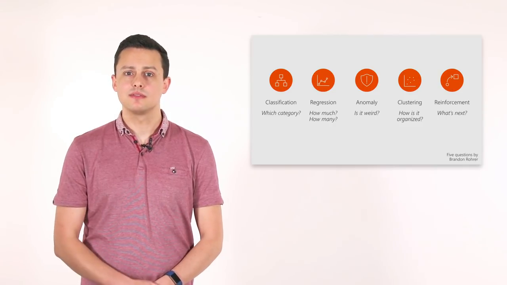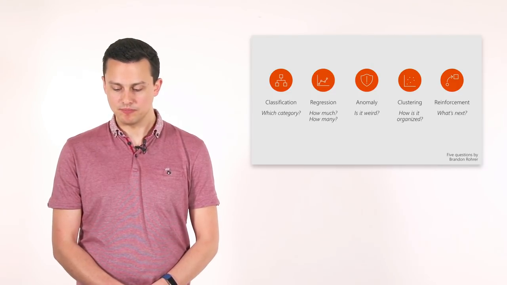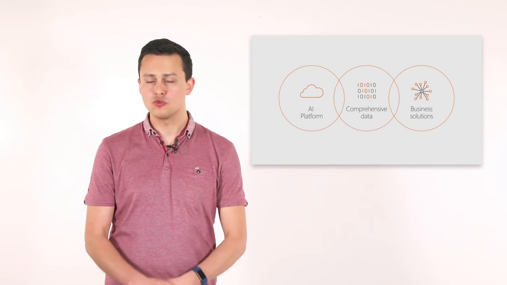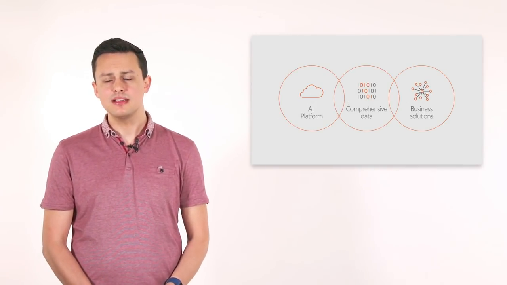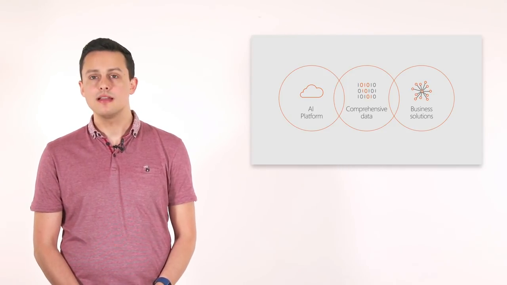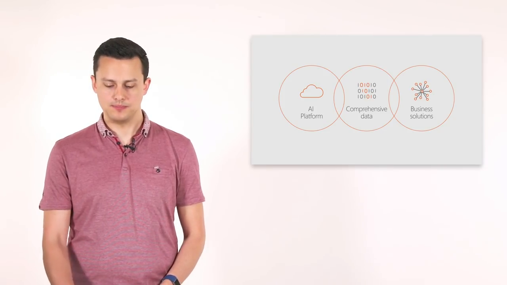So these 5 problem types are ideally suited to being resolved with machine learning. And we're going to talk about all of these today. So that's an example of what AI is already doing in our industry for a number of different customers. What does Microsoft offer in this space? What is Microsoft's story, and what are we going to talk about today? Well, Microsoft talks about their AI platform in 3 separate pillars: the platform itself, comprehensive data, and the business solutions that back these up. Let's talk about each of these in detail.